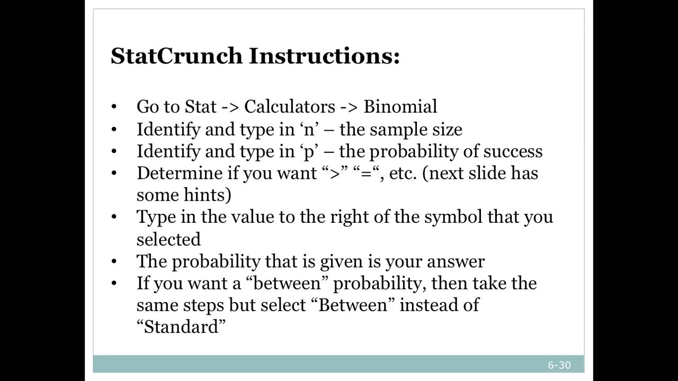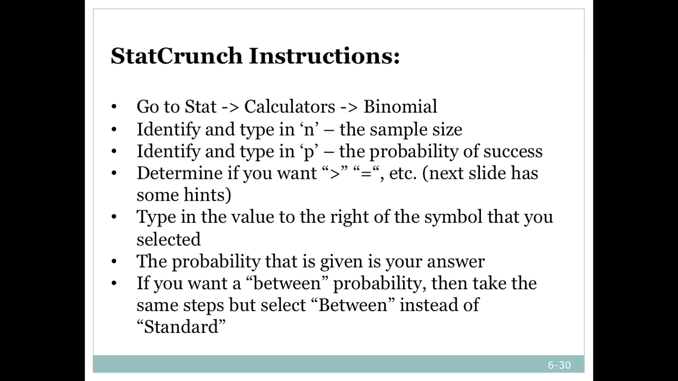And then you type in the value to the right of the symbol that you selected. The probability that is given is going to be your answer. Now that works if you want anything that's less than, greater than, equal to, less than or equal to, or greater than or equal to.